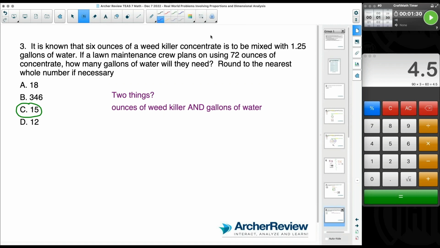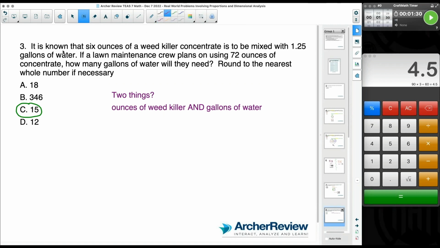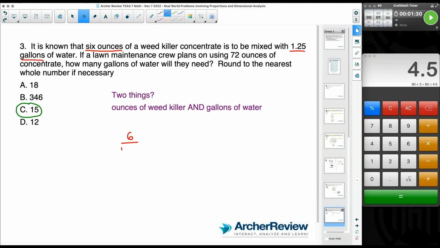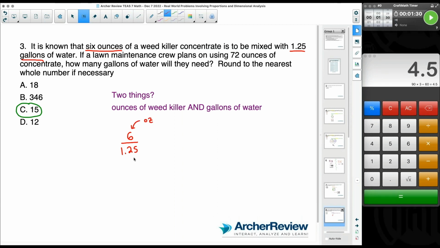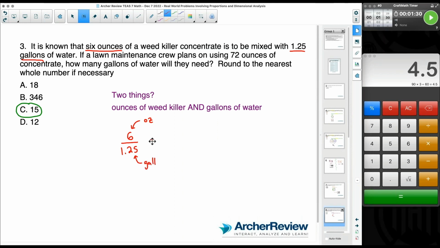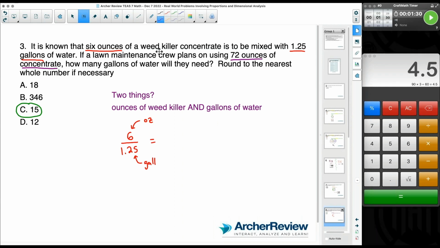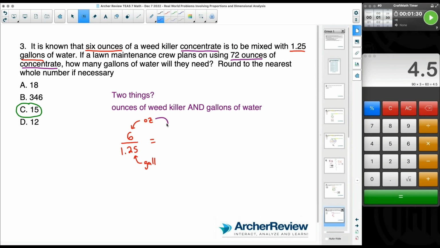So in our sentence, I like to find my 2 things right here. It is known that 6 ounces of that weed killer needs to be mixed with 1.25 gallons of water. Those are my 2 things. So 6 over 1.25, and the 6 is the ounces of weed killer. The 1.25 is the gallons of water. So let's set this equal to, if a lawn maintenance crew plans on using 72 ounces of that weed killer concentrate. Notice that right there. So ounces, 72.